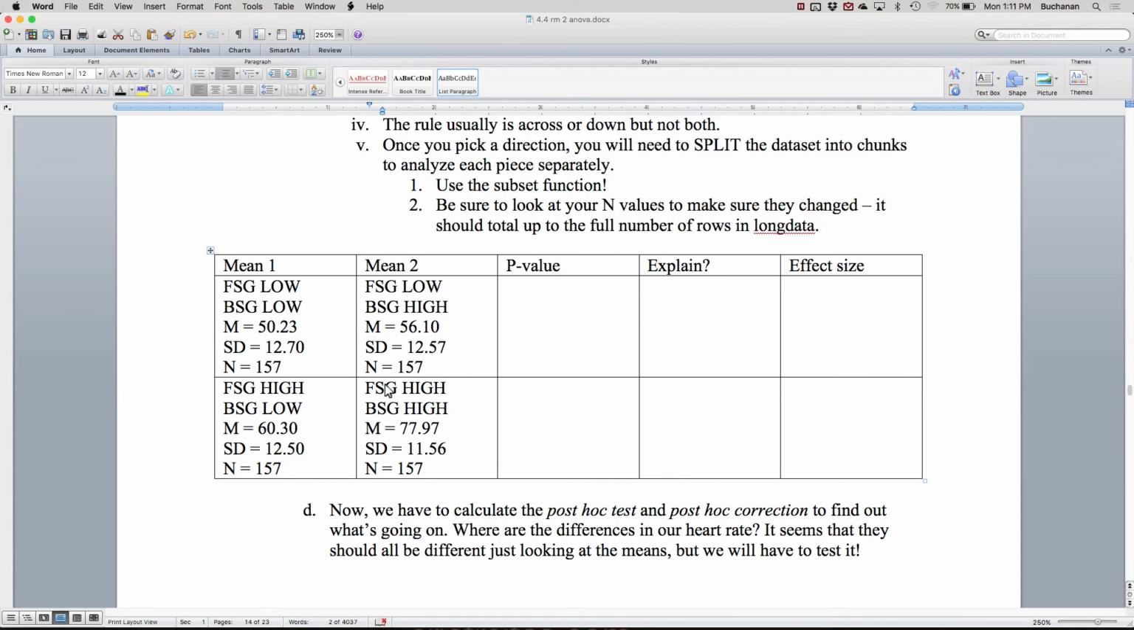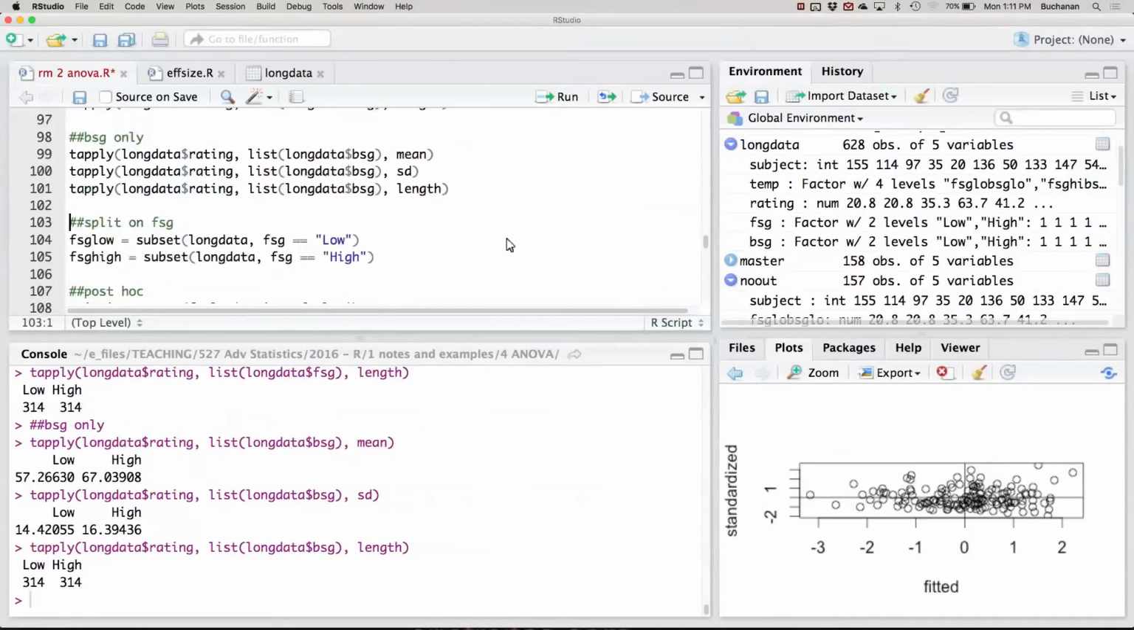So what does that mean? I can't just run pairwise T, because it doesn't really allow you to say only when FSG equals this. There are some functions that let you do that, but this is not one of them. And I can't run it on the temp column, because then that'll have 4 means, and it'll run every pair to every other pair, and that's too many. So what I have to do, just practically, is split the data set. So that's where I have this split function.